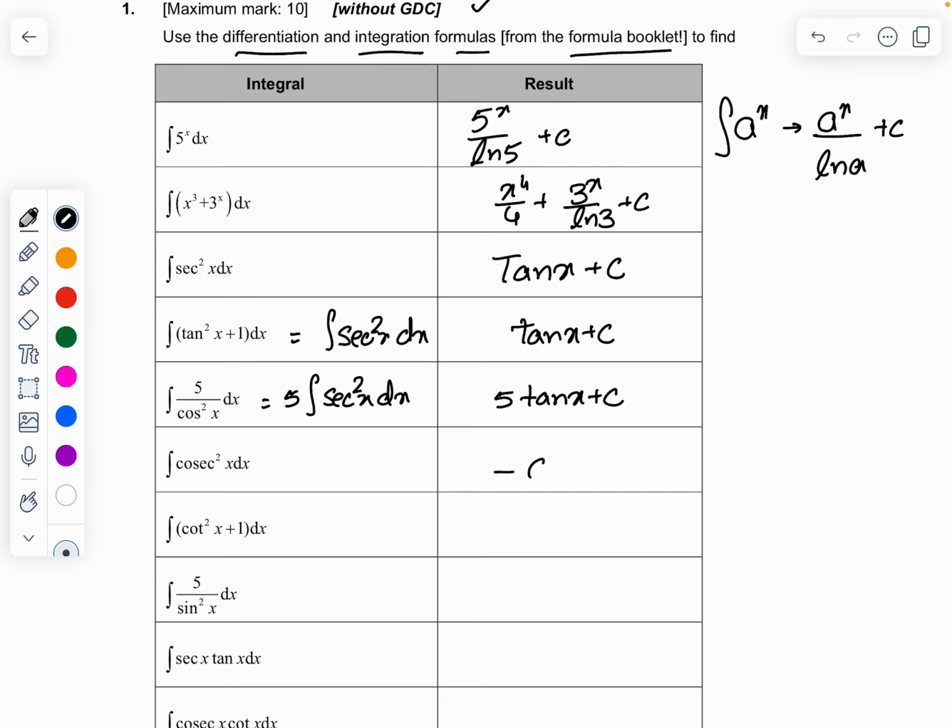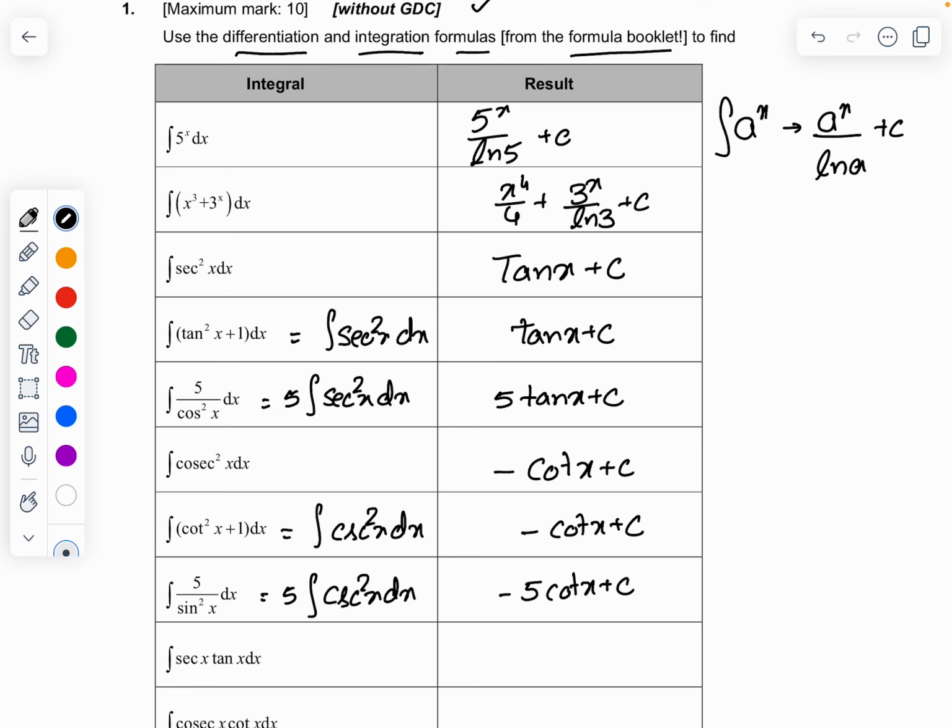Cosecant square x integral from the formula booklet is minus cotangent x plus c. Then cot square x plus 1 is nothing but cosecant square x dx. So the cosecant square x integral is minus cot x plus c. Now this is 5, number pulled outside. 1 upon sin square x is cosecant square x dx. Cosecant square x integral is nothing but minus cot x plus c.